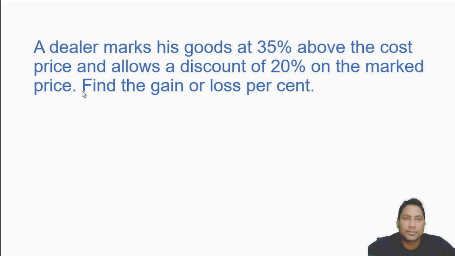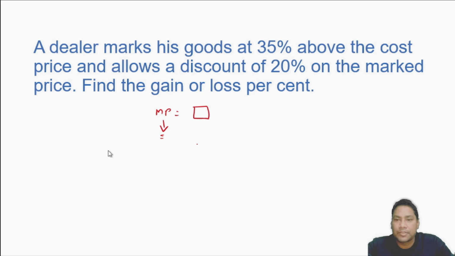So what is the mark price? Mark price is the amount which the shopkeeper writes on the tag of any item. Then upon the mark price they give a discount. So relatively we can calculate the selling price and the cost price of the items. So friend, for solving any question related to profit, loss or discount, first we calculate the cost price of the items.